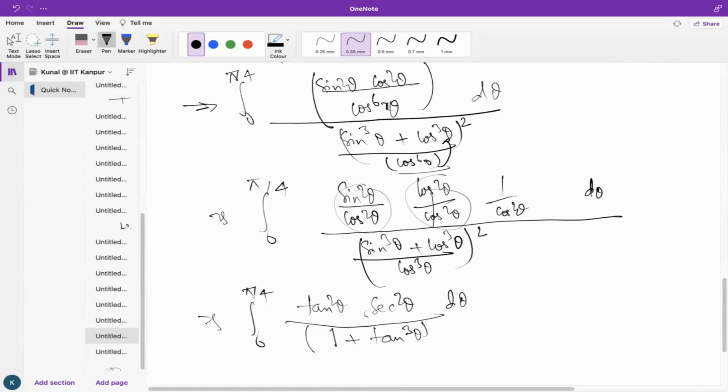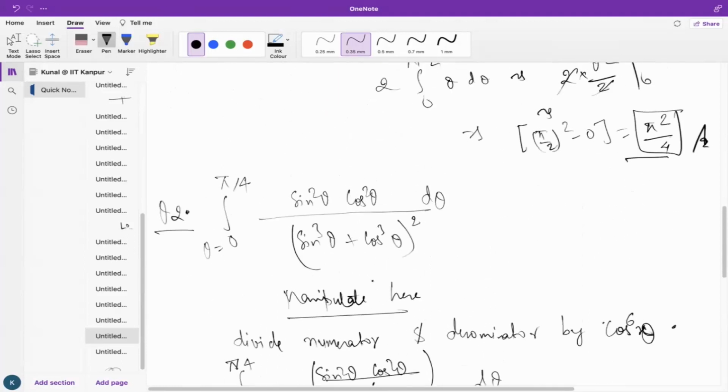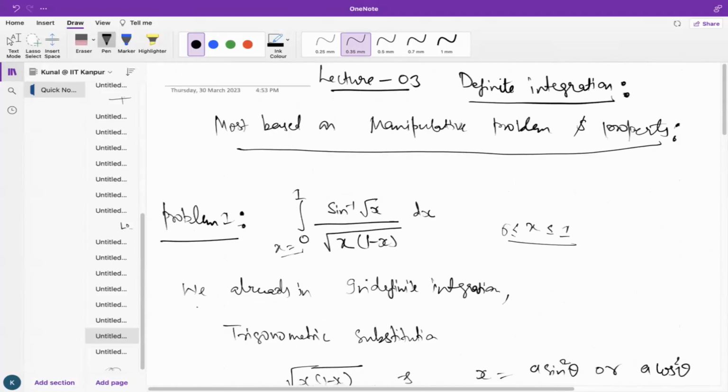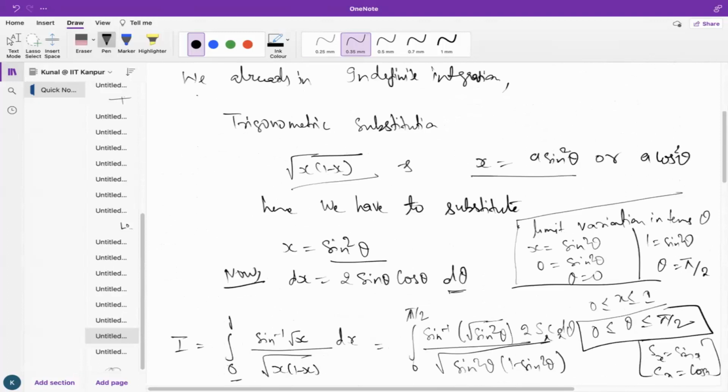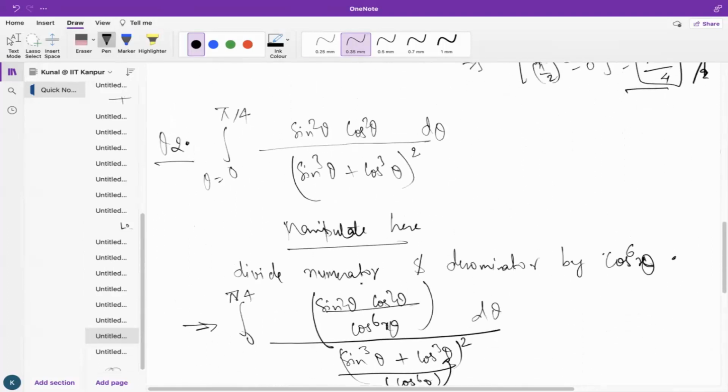Cos q by cos q is 1, and sine q by cos q will be tan q theta, whole square. Now what we have to do? We have to substitute here. Look, this is not a one-liner problem. What we do here is mostly based on manipulation, some property and some substitution, which we already read in the indefinite integration part.